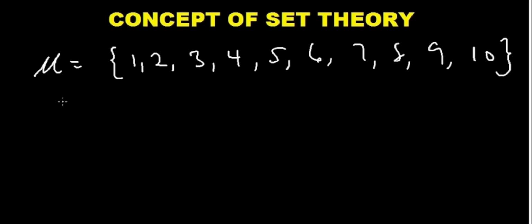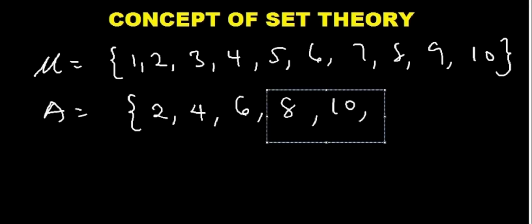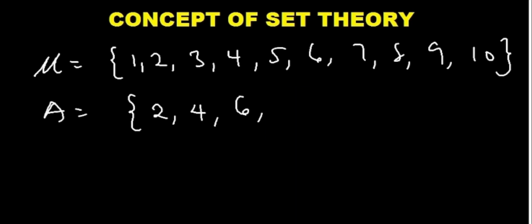Okay, and we have another set A that is 2, 4, 6, 8, 10. Okay, let me take off this one. Sorry, let me take off this one. Okay, let's say we have another set like this: 2, 4, 6. Sorry about that. Now, if I'm asked to find the complement, that is A prime.